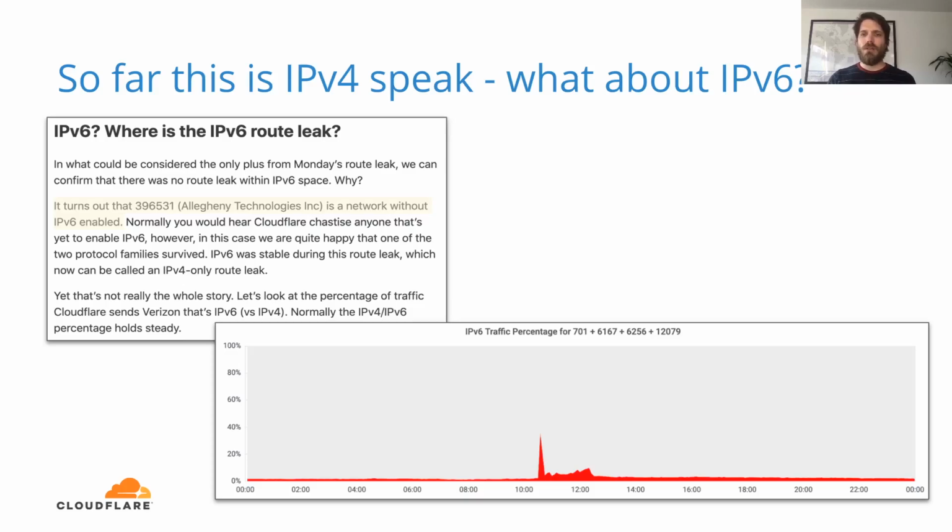So you may have seen that I've only really been talking about IPv4. So what about IPv6? Well, fortunately, Allegheny is an IPv4 only network, so they only really leaked our IPv4 more specifics. But that's not the whole story. If you look at our IPv4, IPv6 traffic ratio to Verizon and its subsidiaries, you see a clear uptick during the incident. To us, this is likely the Happy Eyeballs algorithm at work.